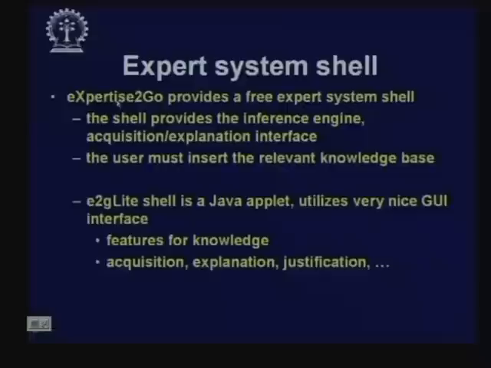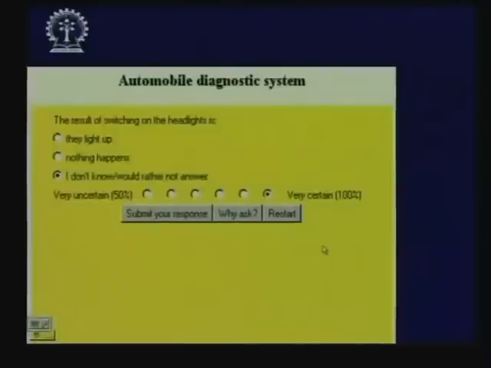representing uncertainty. Typical expert system shells, which are free here, any one of you can download and try playing with, include Expert Sinta Go. It is a free expert system shell where the shell provides the inference engine, knowledge acquisition and explanation interface. The user must insert the relevant knowledge base. Expert Sinta Go light version is a Java applet where a very nice GUI interface is there, and there are features for knowledge acquisition, explanation, justification, etc.